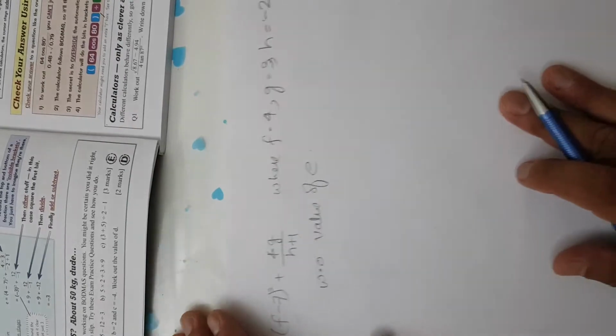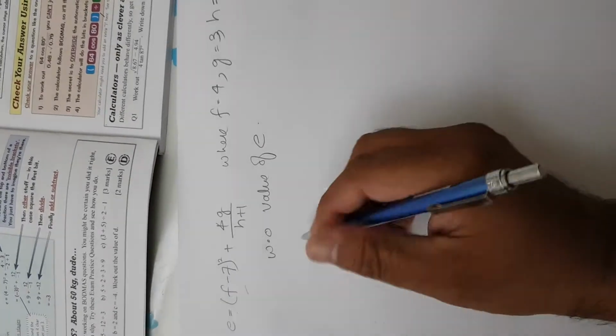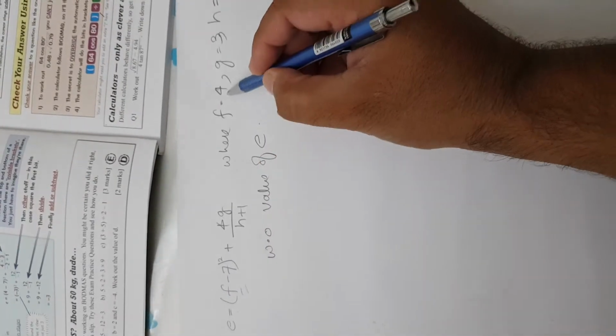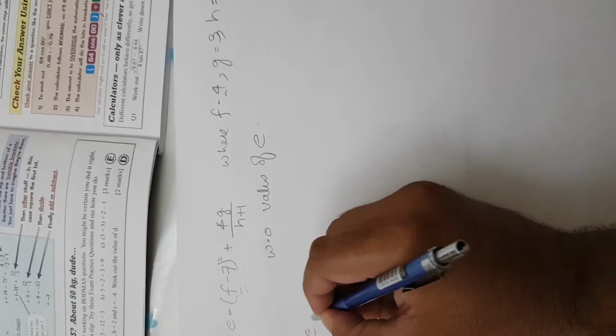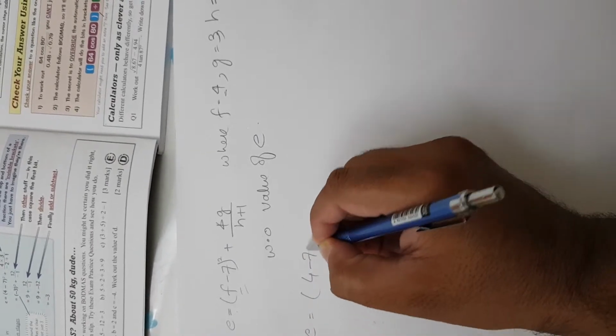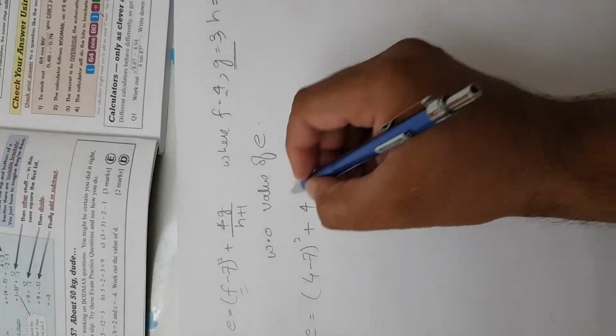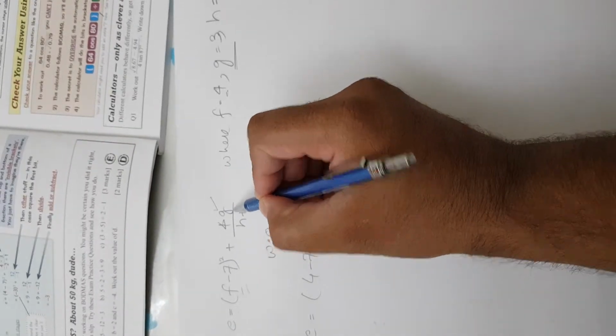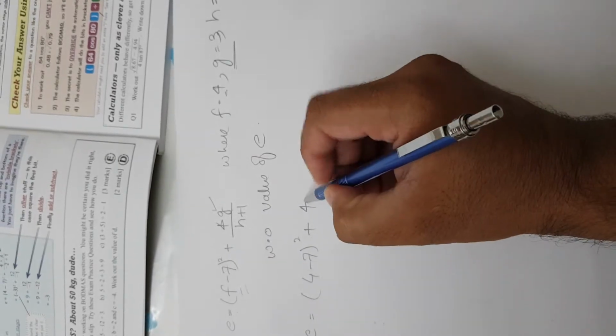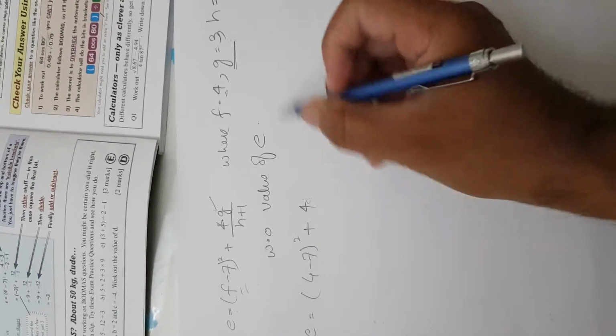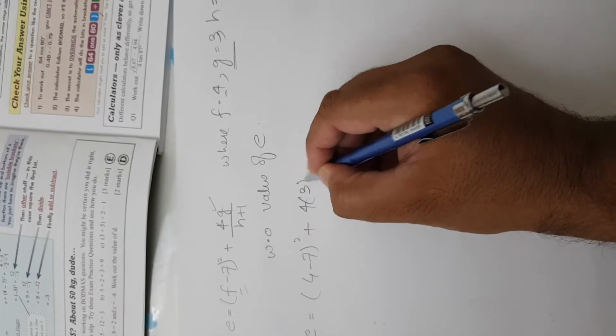So I'm going to work with the same method. First of all, do I have the value of f here? Yes, it says 4. So I will write e is equal to (4 minus 7) squared plus 4. Do I have the value of g here? It's 3. So rather than writing g again, I will write the value of g, which is 3. So 4 times 3.